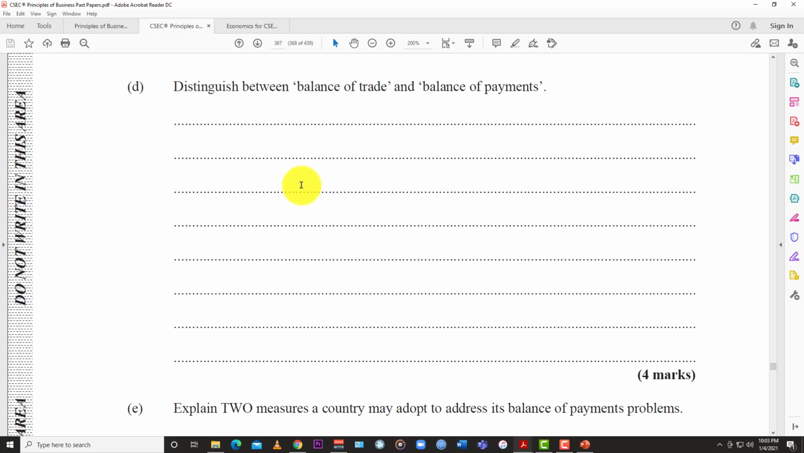So that's how we distinguish between the balance of trade and the balance of payments. The very definitions are a distinguishing characteristic just by the definitions alone. So if you define both of them, then you can get the differences right there.